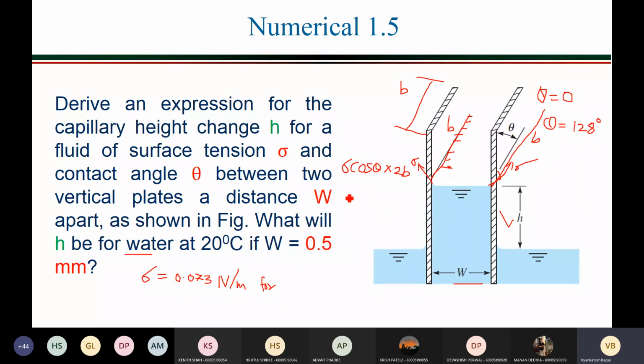right? This must be balanced by the weight of the liquid column. Now what is the weight of the liquid column? We already noted down, I guess. Weight is given as rho g into volume of the column. So rho g multiplied by the volume of the column. This is your rectangle, right? And just expand it in the B direction like this.